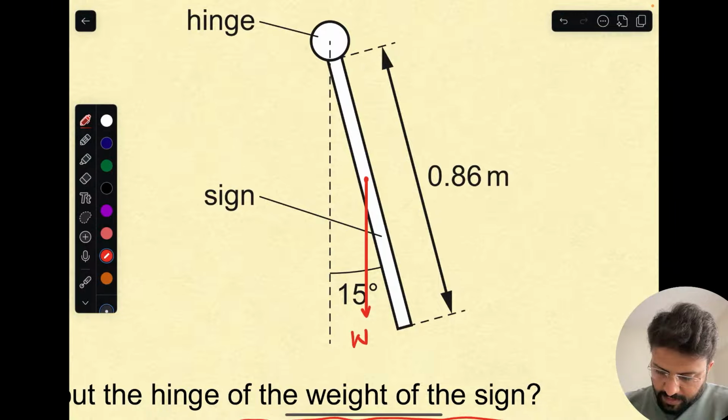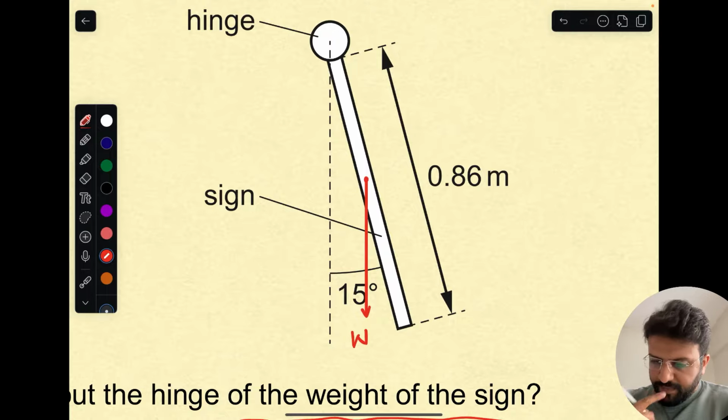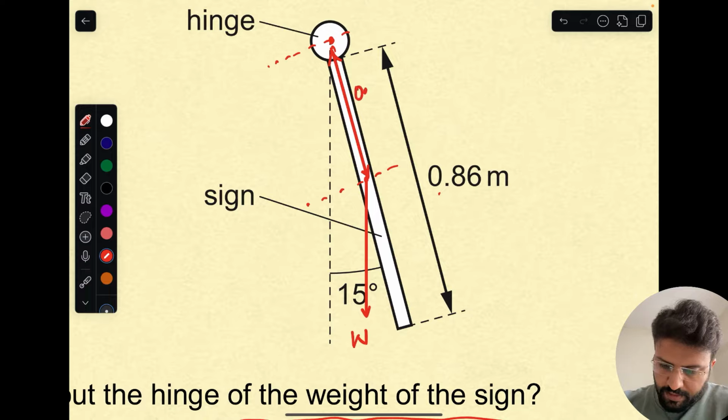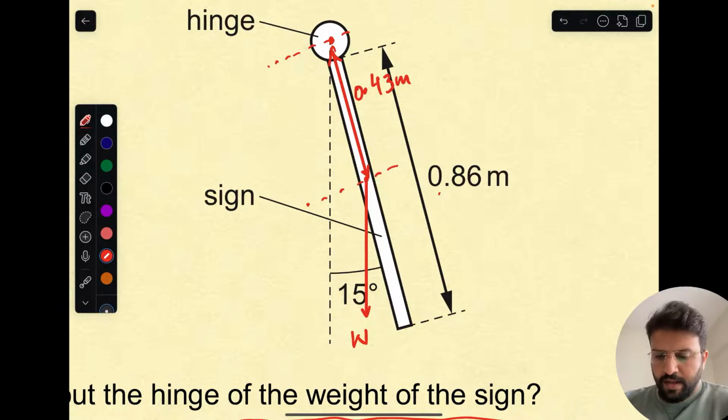So this is the point where the force is acting, and this is the pivot point. The distance from the pivot to the force, if the total is 0.86, this will be equal to 0.43, half of it exactly.